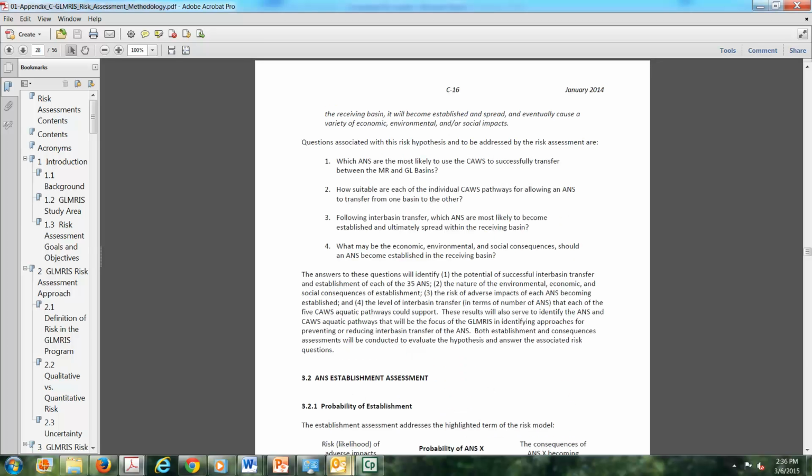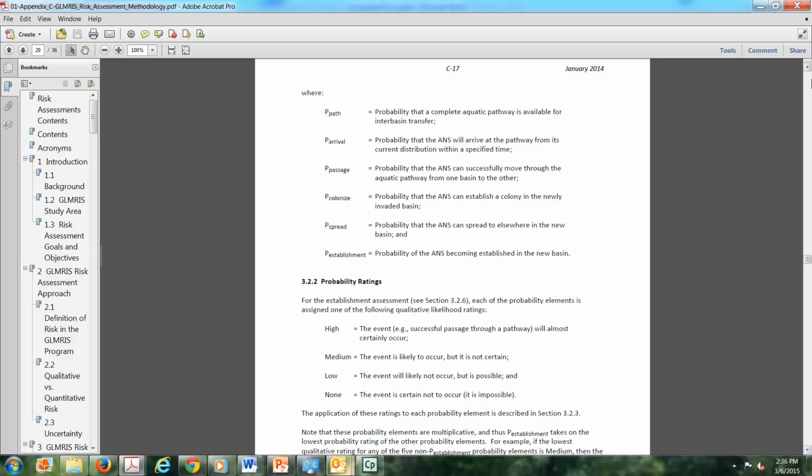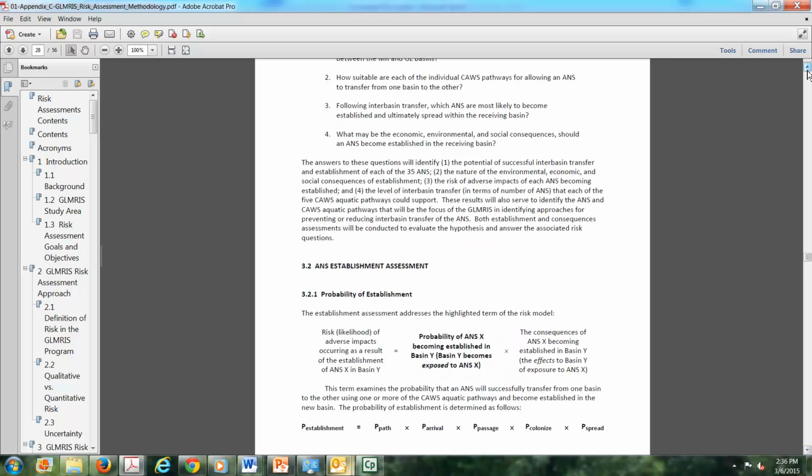the exposure assessment. The exposure assessment is the sequence of events that's necessary for the consequences to occur, and in the present case, that would be the probability of establishment. So in the GLMRIS study, that activity that would typically be called the exposure assessment is the probability of establishment. You can see here that the probability is broken down into the 5 steps that we've talked about a few other times.